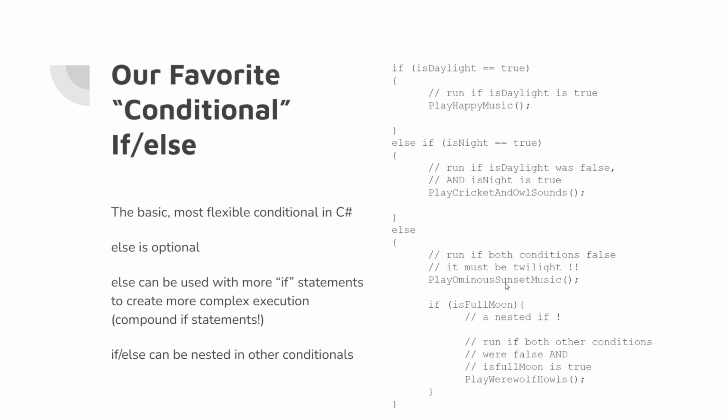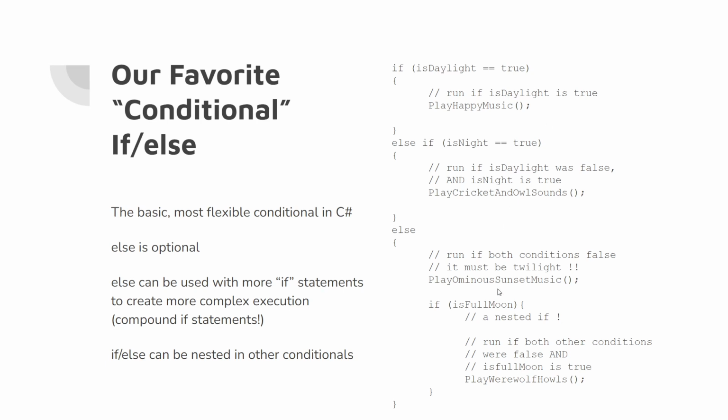So there we play our ominous sunset music, and we're going to assume twilight is sunset. We always play werewolf games in here. So we play the ominous sunset music, but then we also might have a condition inside of here where it's twilight, and during any of those times it's twilight, but only one day out of the month is it actually the full moon. Right?